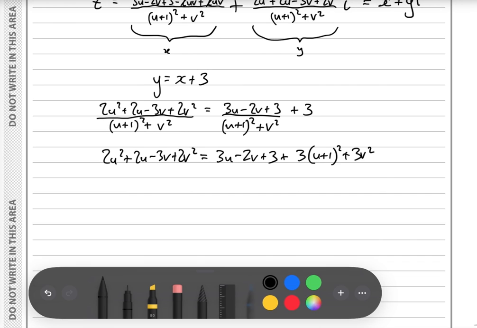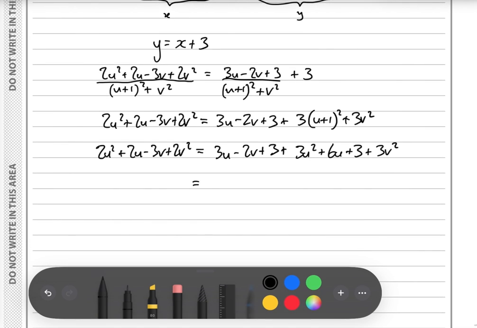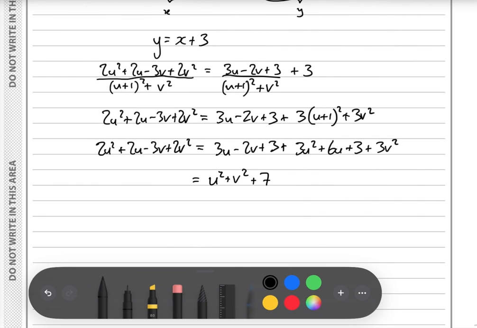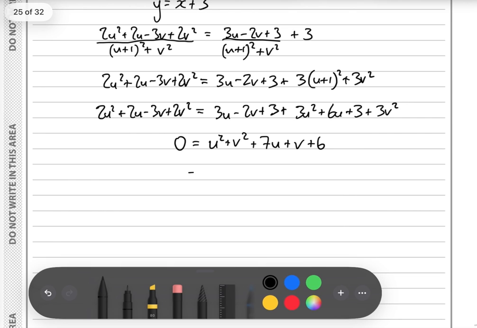And then expanding this gives us 3u squared plus 6u plus 3, and everything else is still here. I feel like there's a lot of writing on this one. And then simplifying, we're going to get u squared and v squared, 7u minus 2v, but then plus the 3v is a v, and 6. I hope that's right. We're going to get a few fractions here when we complete the square.